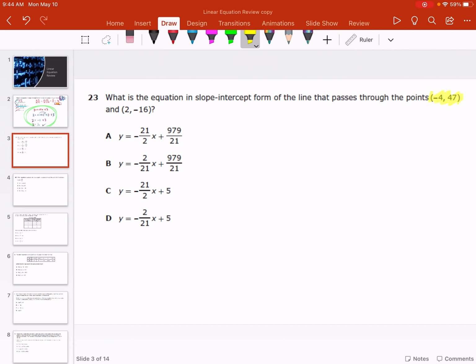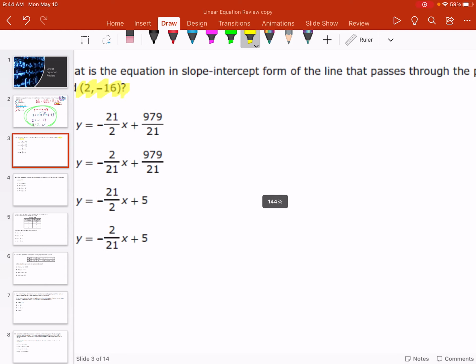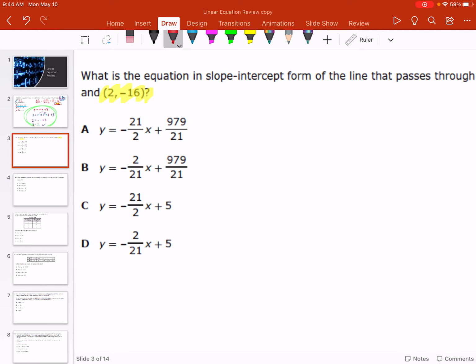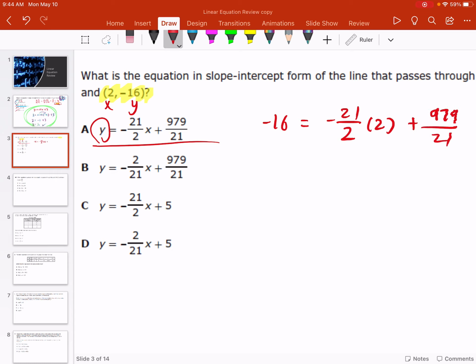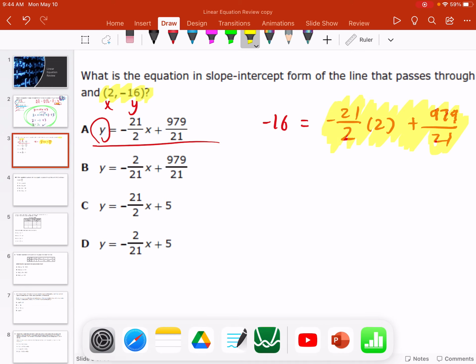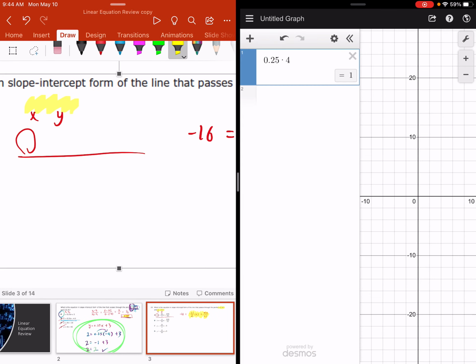doesn't matter which one you choose, you might want to check both of them, just in case, because if one works, something may work as well. So for example, let me choose this one. Instead of y, I'm gonna put -16, because that's the y value, right? And for the x value, -21 over 2. So instead of x, I'm gonna put 2 plus 979 over 21. So if I calculate this one, I should get -16, right? So let me see if I get -16.